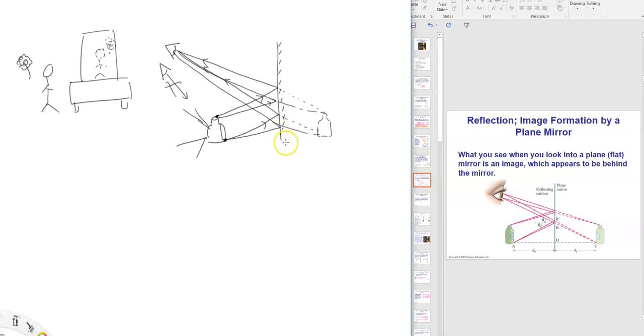Things to think about, important things. For plane mirrors, the image that is inside the mirror, now this is the front of the mirror, this is the back of the mirror, right? So this is inside the mirror, this side, back of the mirror. This image is called a virtual image. Virtual, because it's not real, right? There is nothing real behind the mirror. It's just something you see, it appears that there is something there. It's a virtual image.